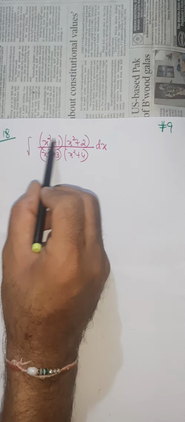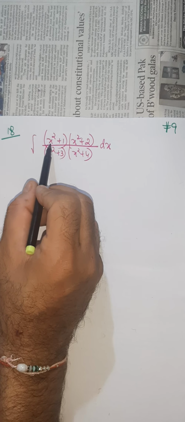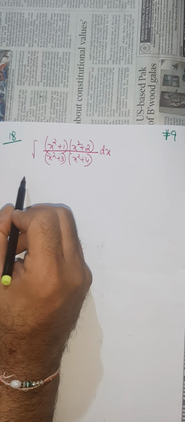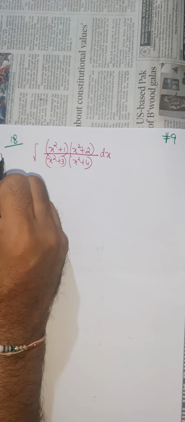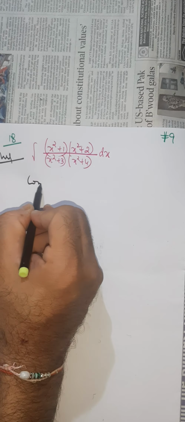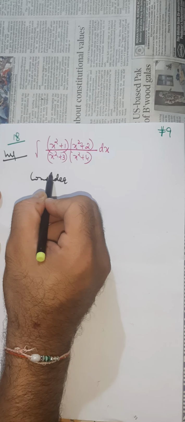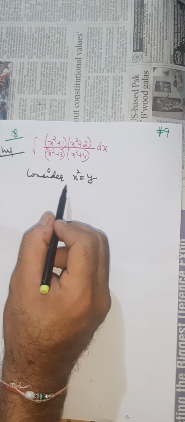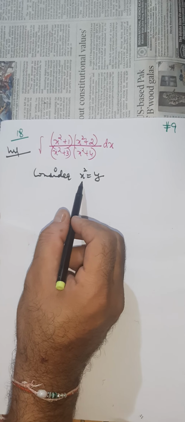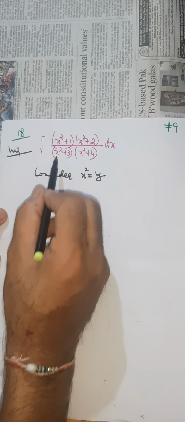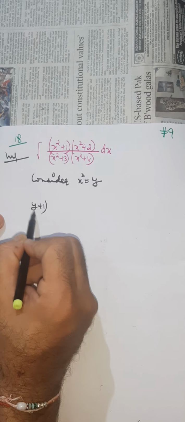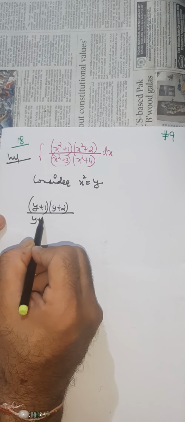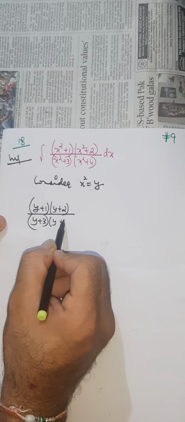Question number 18. (x² + 1)(x² + 2) upon (x² + 3)(x² + 4). Everywhere you have x square. This is a good question. As we did earlier in one of the questions, I'll consider x square equals to y. Remember, this is not the substitution, so you are not going to convert dx into dy. So you have (y + 1)(y + 2) upon (y + 3)(y + 4).